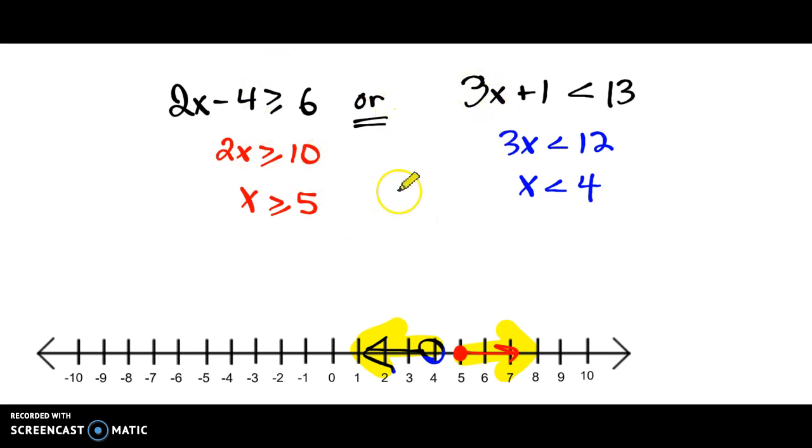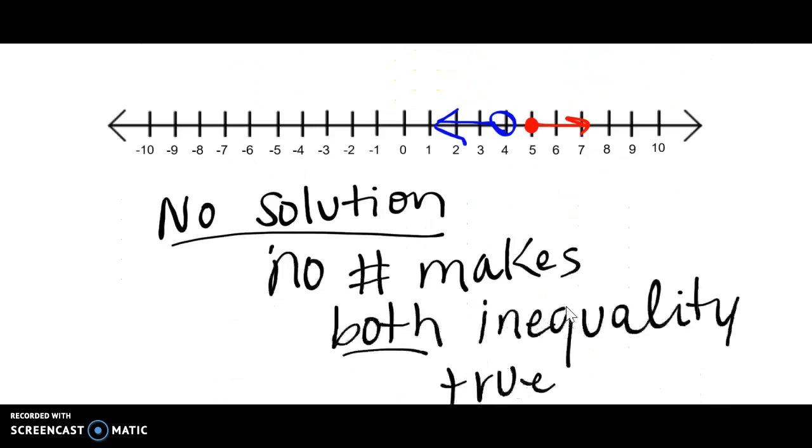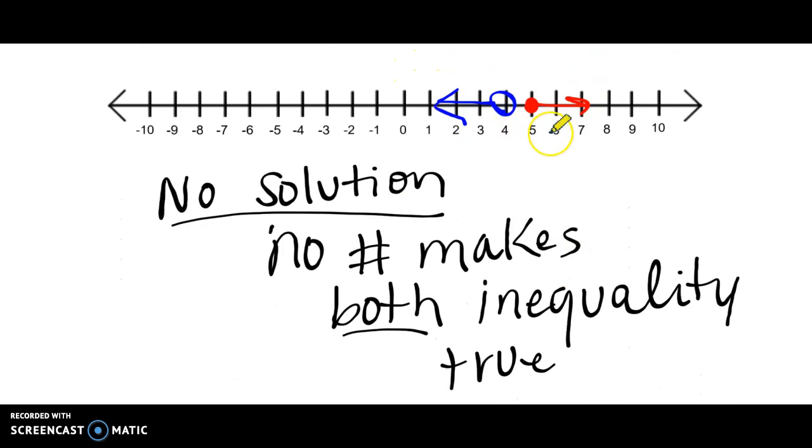But if I take this exact same question and I change it so that it's an and statement, all of a sudden I have no overlap on my graph. And so that is a situation where you have no solution if it's an and statement.